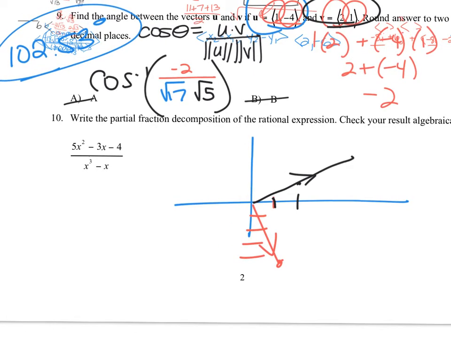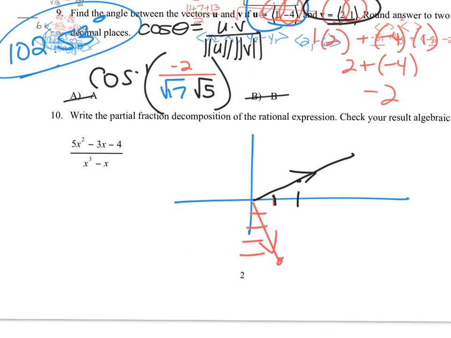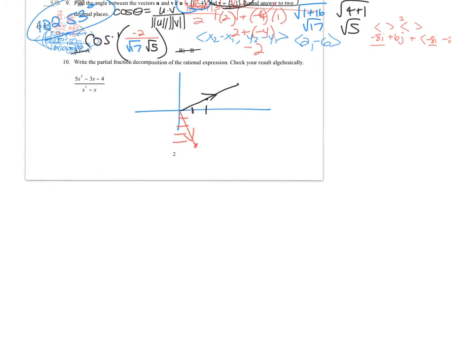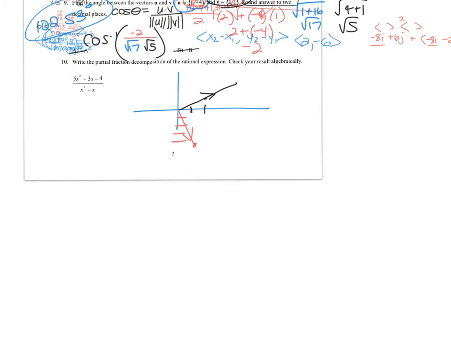Okay, then we got into partial fraction decomposition. So remember, I want to take this and break it down into a sum of a bunch of fractions, one for each term in the bottom. Once I factor this denominator, I'd get x times x squared minus 1, which is x times x plus 1 times x minus 1. That's 3 terms, which means I have to divide this into 3 fractions.